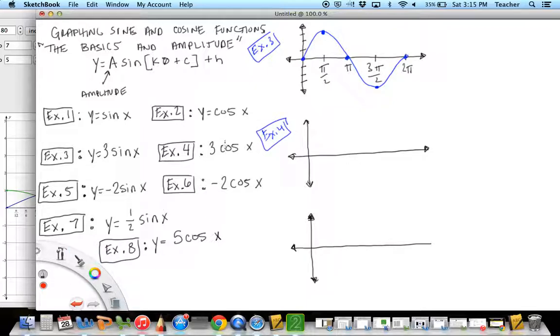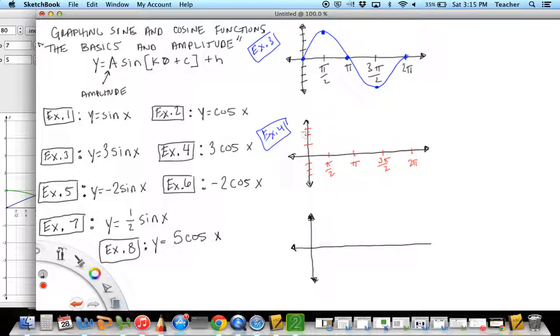You'll notice that this one also has an amplitude of 3, so 1, 2, 3, 1, 2, 3. And again, there's no change in k. K is 1, so therefore the periodic length is 2 pi, and then it breaks down into 4 equal parts: 3 pi over 2, pi, and pi over 2.